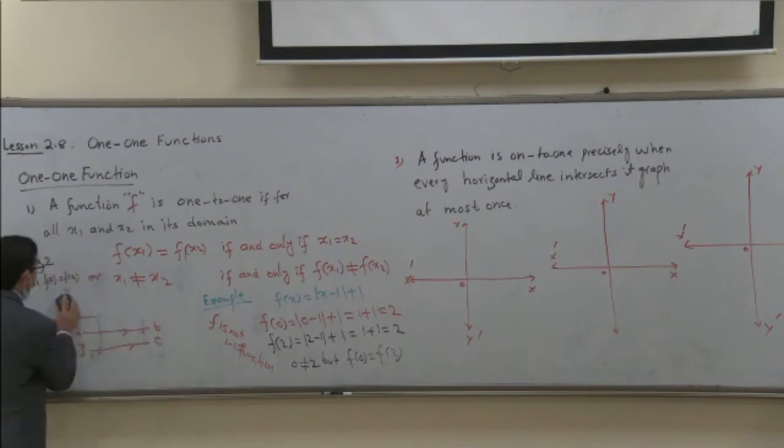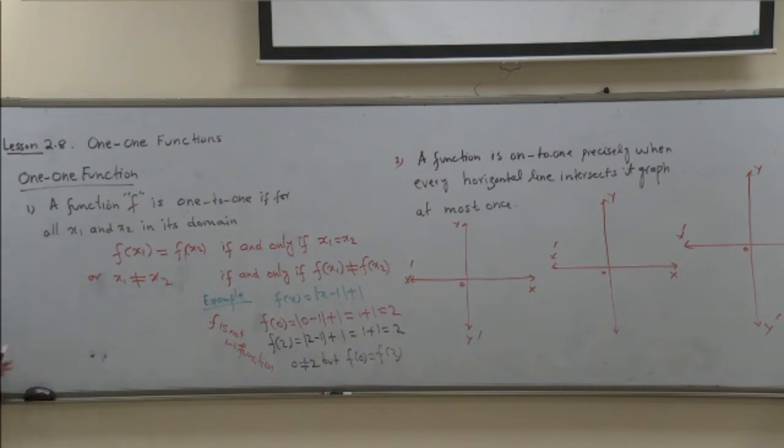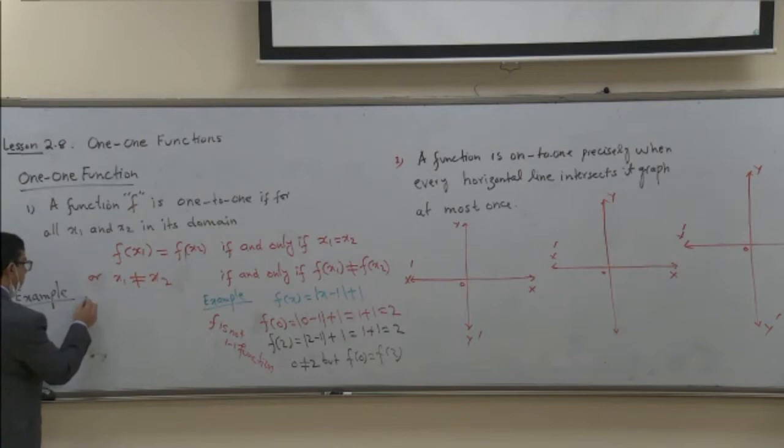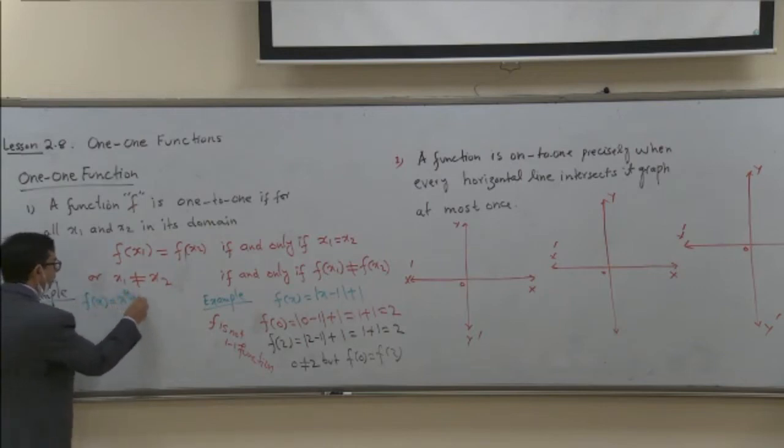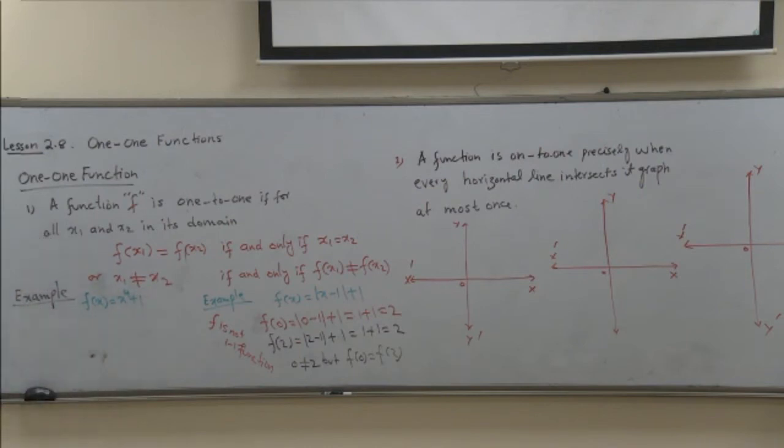This is the second definition application. Now, I give you another example. Tell me, f of x is equal to x to the power 4 plus 1. Please check it. See if you are able to find one case which is not satisfied, where for different numbers you are not getting different answers. You're getting the same answer. Then that function is not 1-1.